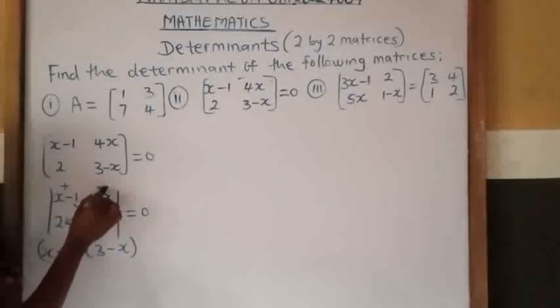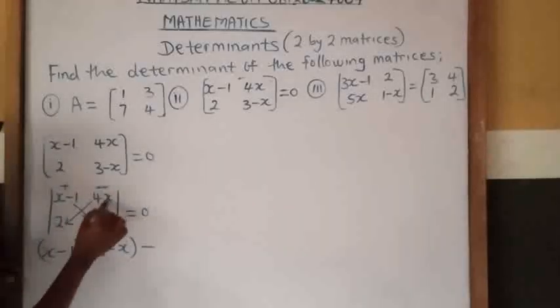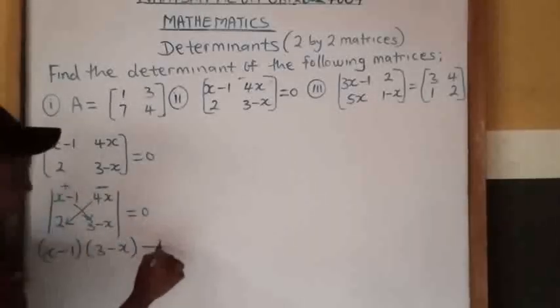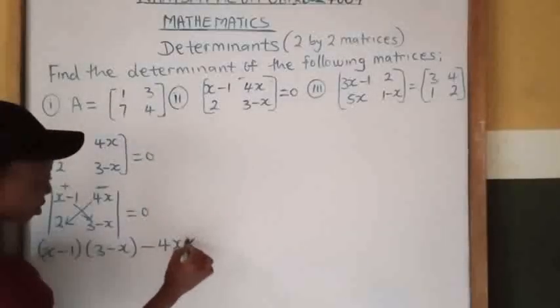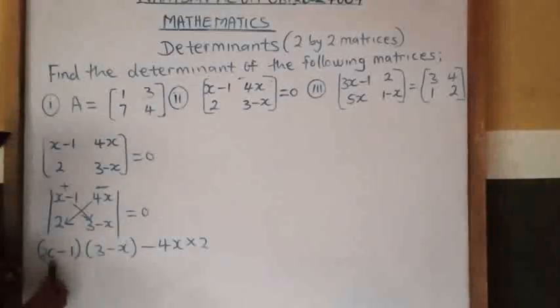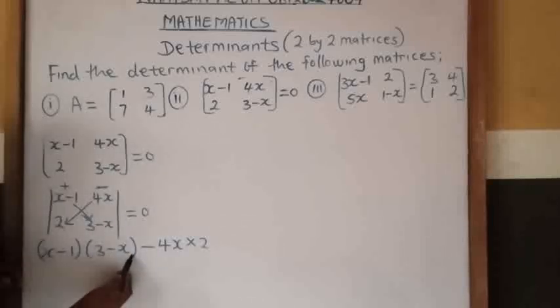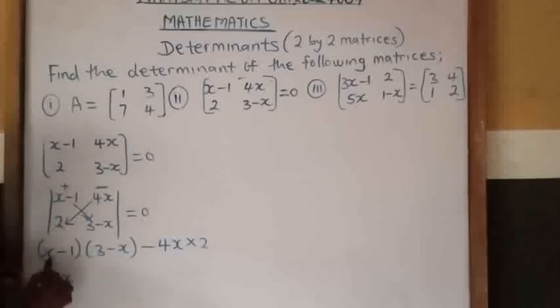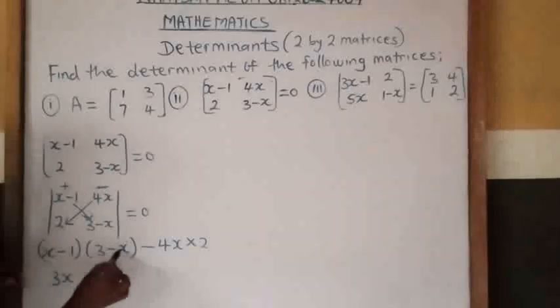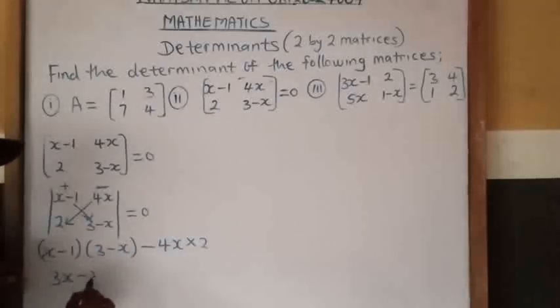Then minus, the next one is this one, so minus 4x multiplied by 2. So let's open these brackets. We are going to use the first bracket to open the second bracket. x times 3 will give us 3x. So x times minus x will give us minus x raised to power 2.